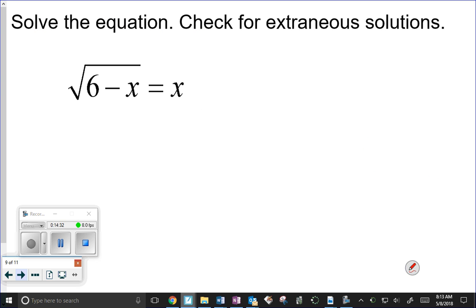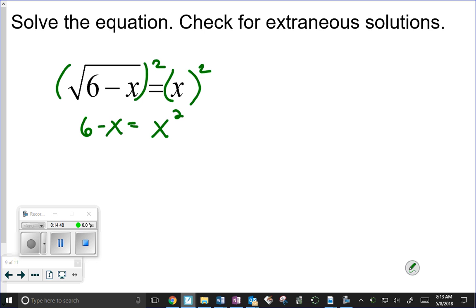How about this one? What would I do? Square both sides. But watch what happens on this one when you square both sides. Yes, this falls out, and this becomes an x squared. Well, wait a minute. x squared is a quadratic. So, how do you solve a quadratic?